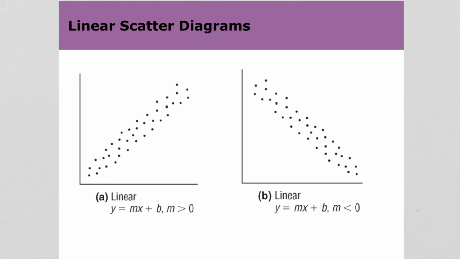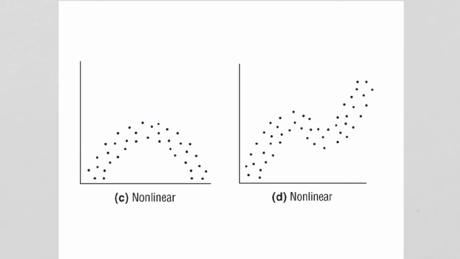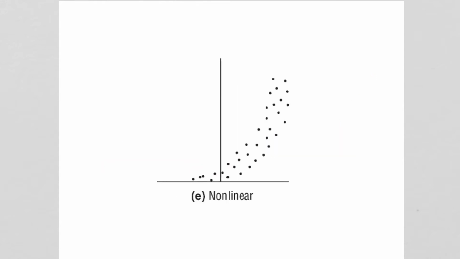So this is a set of data here with a bunch of points, and it is pretty linear, as you can see. The second one, again, is pretty linear. It's a negative one. This one is not linear. It's actually more parabolic. This one is not linear. It's actually more cubic. And this one is kind of linear, but it's more exponential.